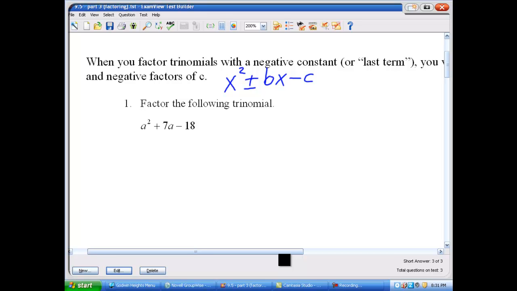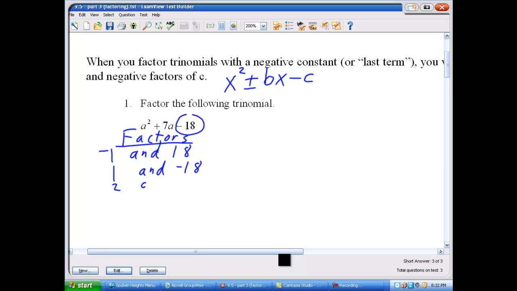As I look at the first example here, I have factored the following trinomial: a squared plus 7a minus 18. I want you to notice this minus here. What we need to do, as usual, is list all the factors of this last term. So that is 1 and 18. But as we notice, I have a negative there, so I have negative for one of them, and I also need to make sure I include a negative for the other one. In other words, I have negative 1 and 18, and I also have 1 and negative 18. I need to list both combinations.